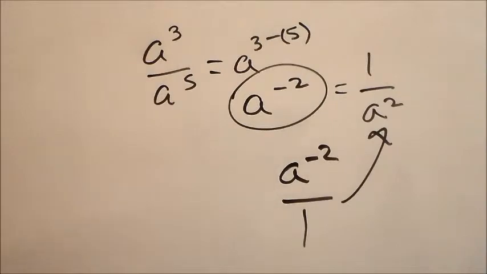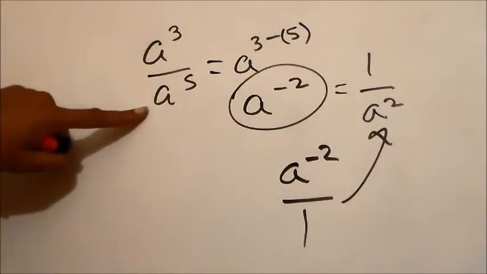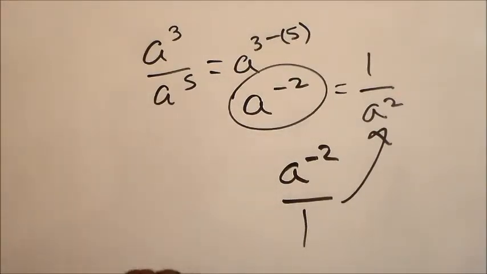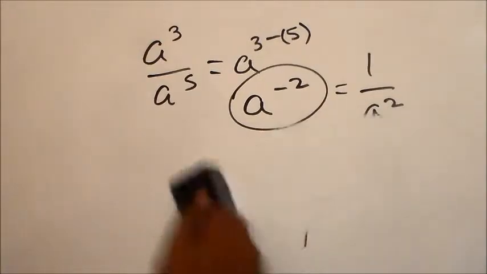It's going to go downstairs, change its mood. If the negative's in the bottom, it's going to go upstairs and change its mood. So that's a rule of negative exponents.